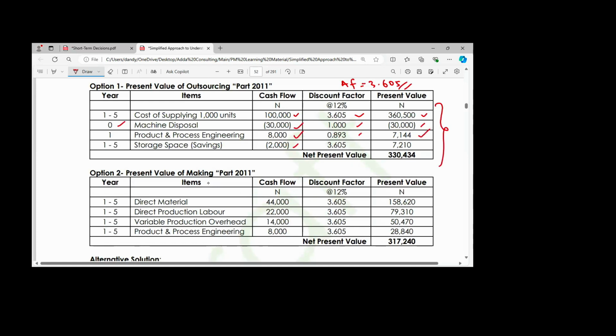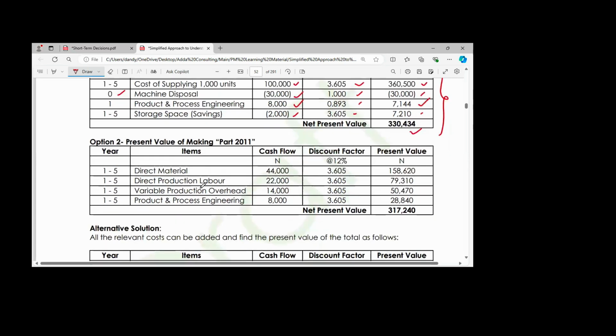Then for the storage space, again, 2,000 is a saving for year 1 to 5, multiplied by the annuity factor. So at the end of the day, the total net present value for outsourcing is 330,434 naira.